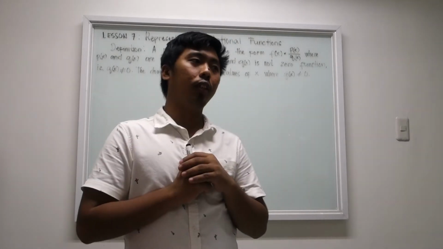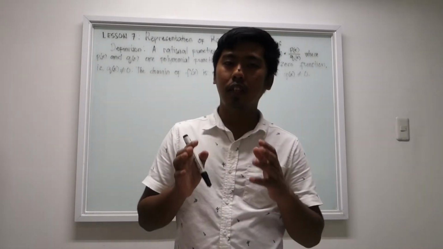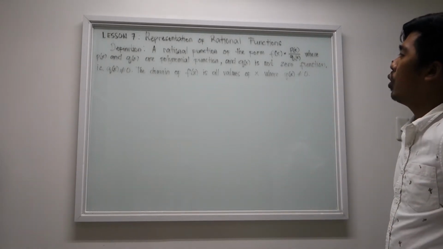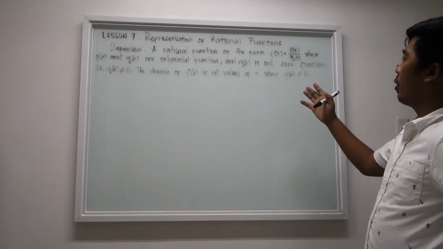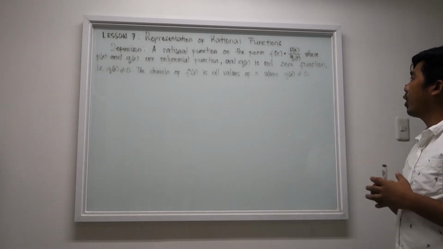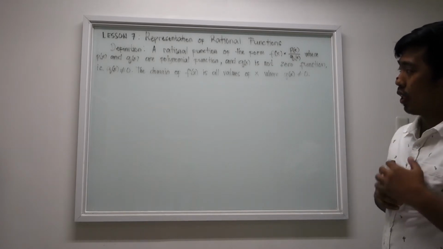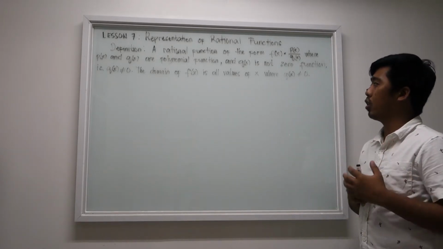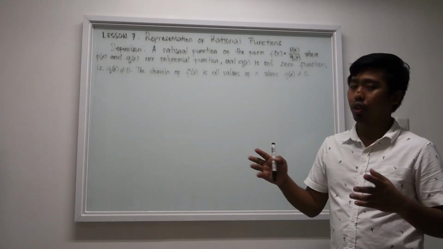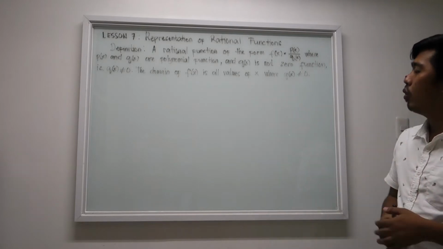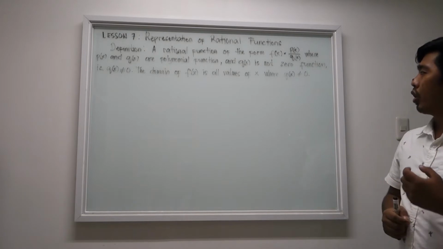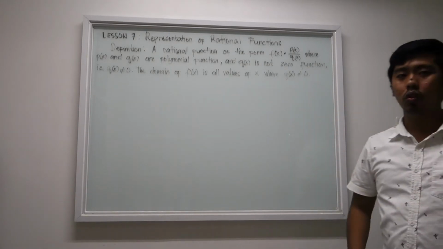Before we start the lesson proper, let's start with a description of what a rational function is. A rational function is of the form f of x equals p of x over q of x, where p of x and q of x are polynomial functions and q of x is not the zero function. If q of x is not congruent to 0, then the domain of f of x is all values of x where q of x is not equal to 0.